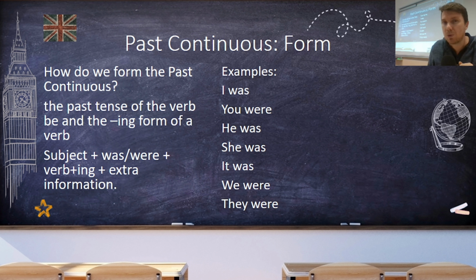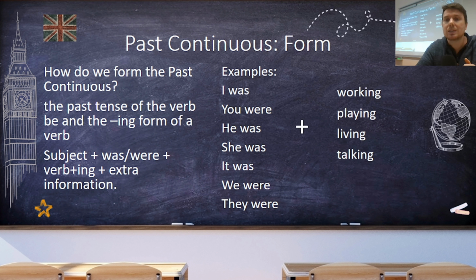This is very important. So we say plus, working, playing, living, talking. I was plus verb ing. I was working, extra information, yesterday. When were you working? I was working yesterday. When were you playing? I was playing yesterday. Good, because now we're going to head on to the question form.